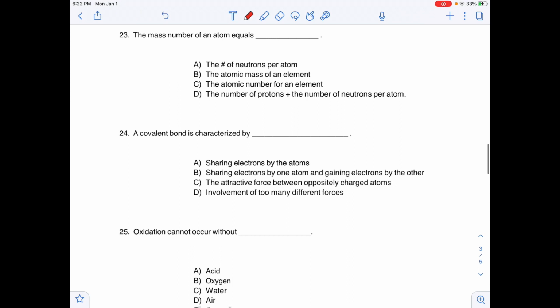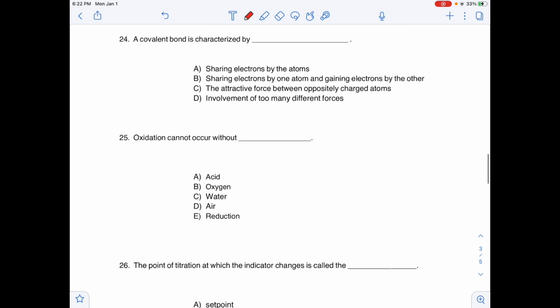For 23, it asks the mass number of an atom equals what? So this is something you have to know, and it's not A, it's not B, it's not C. It's going to be D. It's going to be the number of protons plus the number of neutrons per atom.